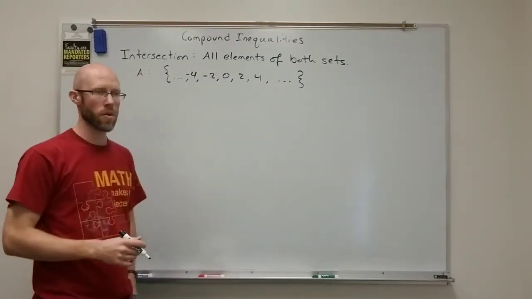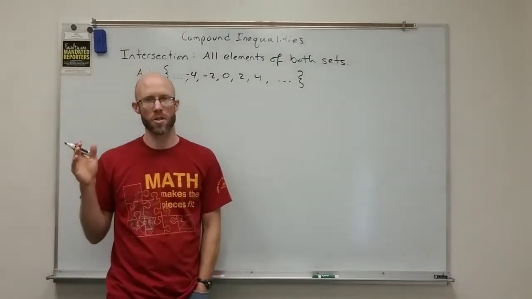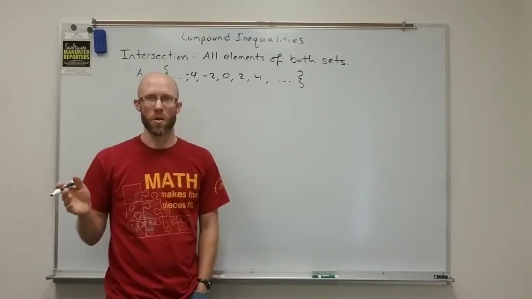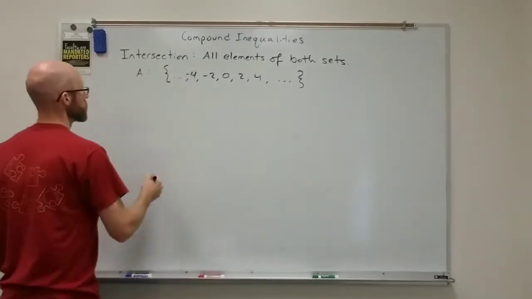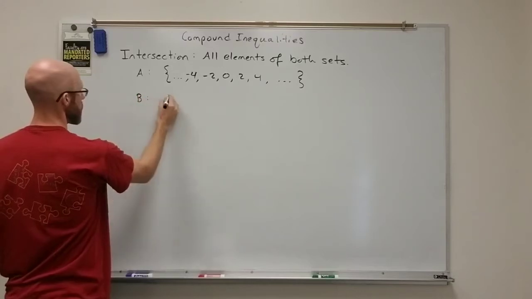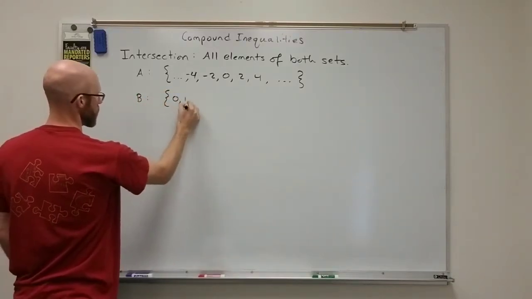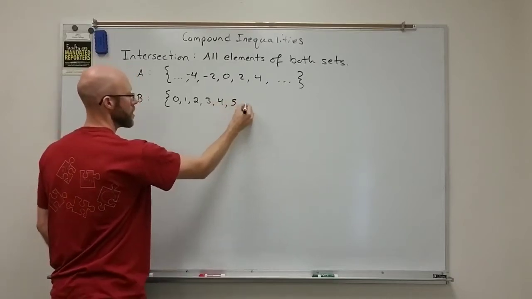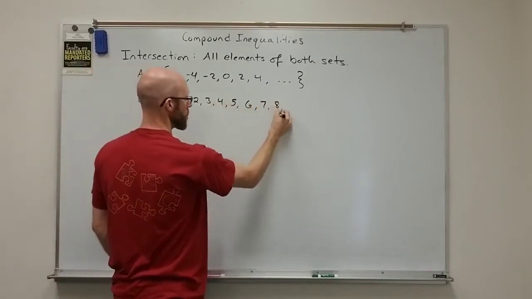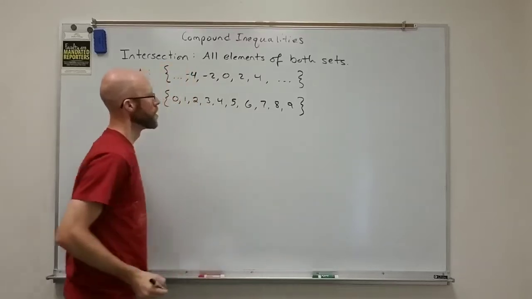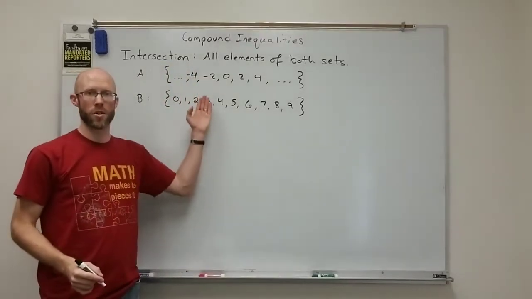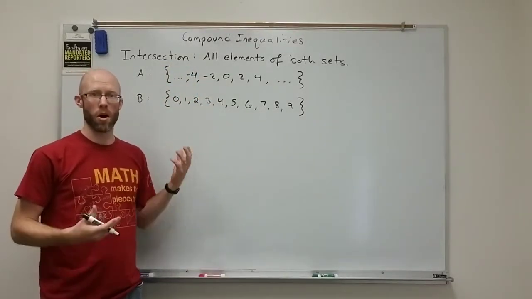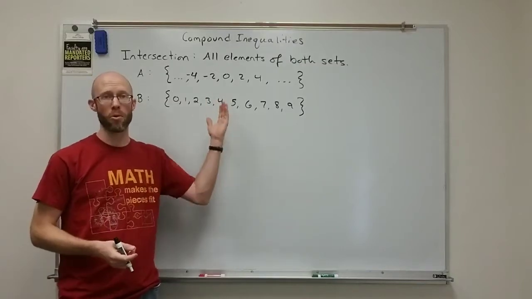And then let's say you wanted a set that has just the integers 0 through 9, all right? So that's the second set. It's just 0 through 9. 0, 1, 2, 3, 4, 5, 6, 7, 8, 9. Well, the intersection of these two sets are going to be all the numbers that appear in both of them.